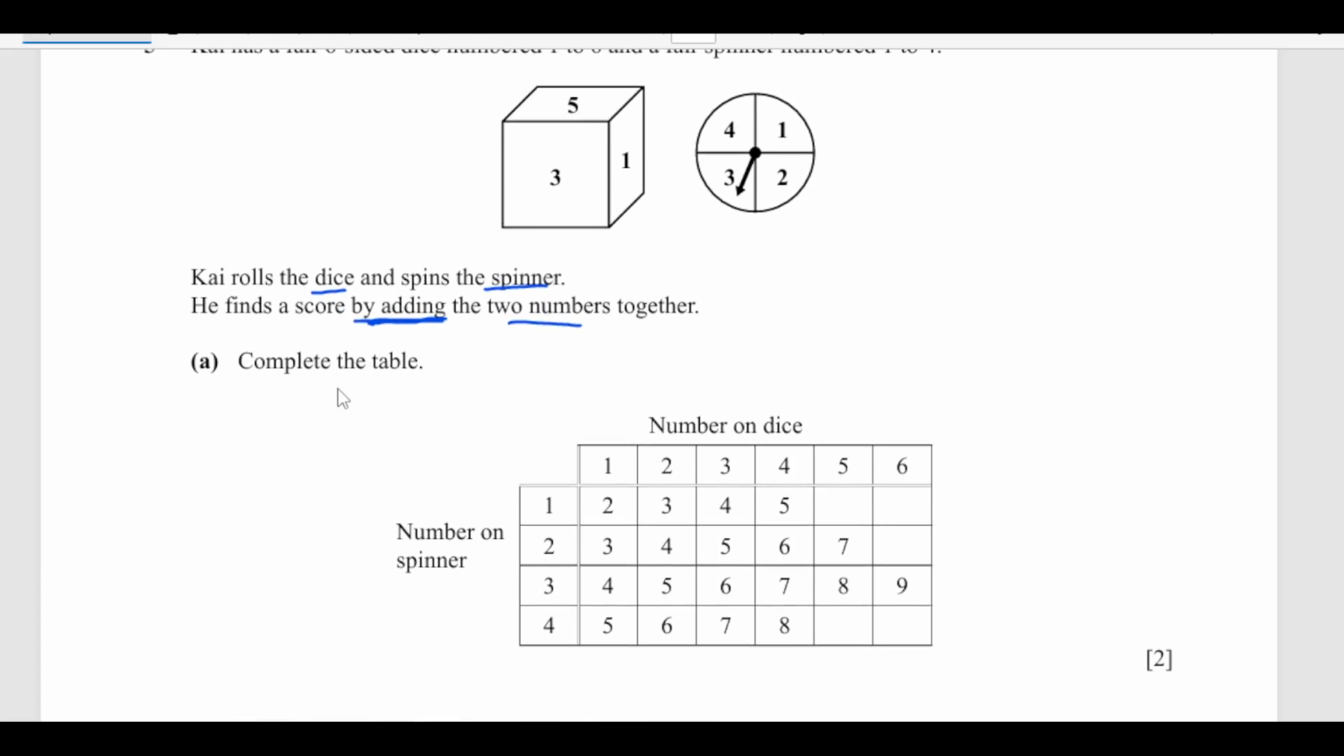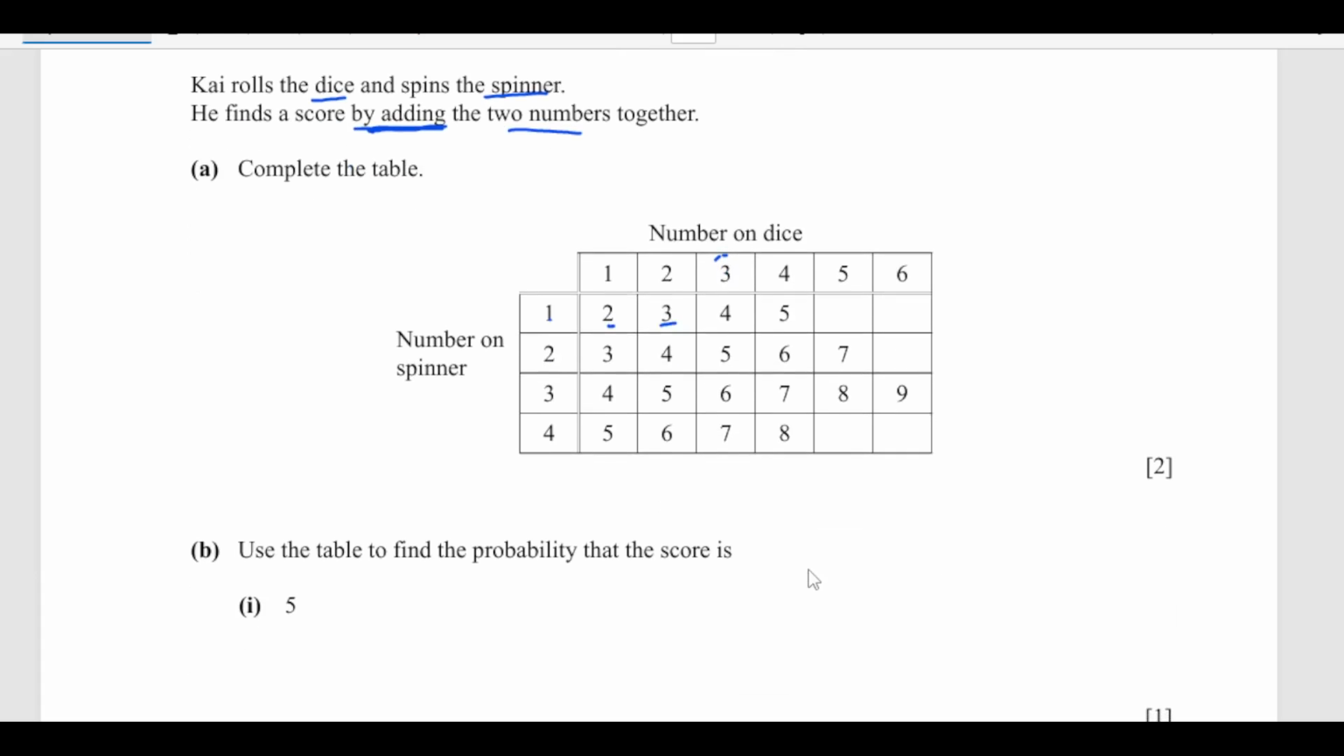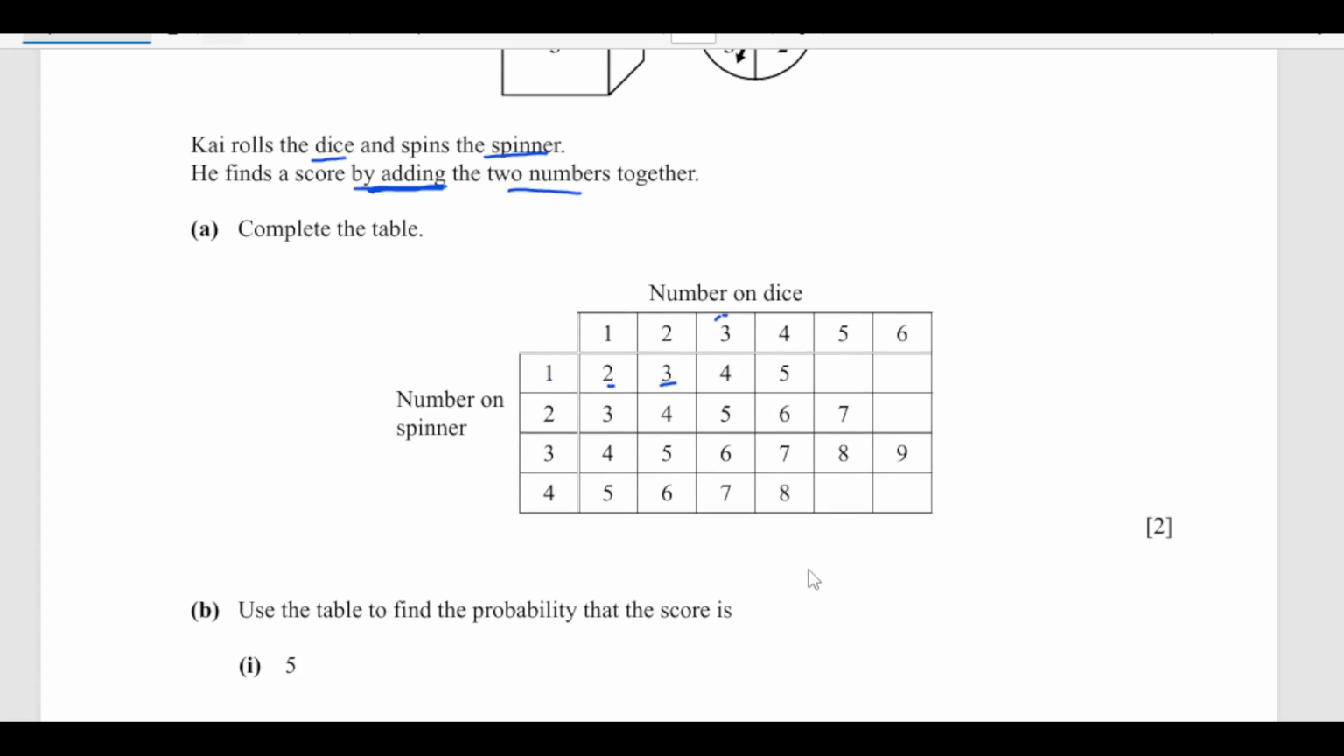So on the dice there is 1 to number 6, and on the spinner there is number 1 to 4, and then you see here he has added 1 and 1. 1 plus 2 is 3, 1 plus 3 is 4. So he has added the numbers. Use the table, first question is complete the table. So here we have to add 5 and 1. So this 1 and 5, it is 6, then 6 and 1, it is 7, right? So this one is left here, so we are going to add 4 and 5, it's 9, then 4 and 6, it is 10, right?